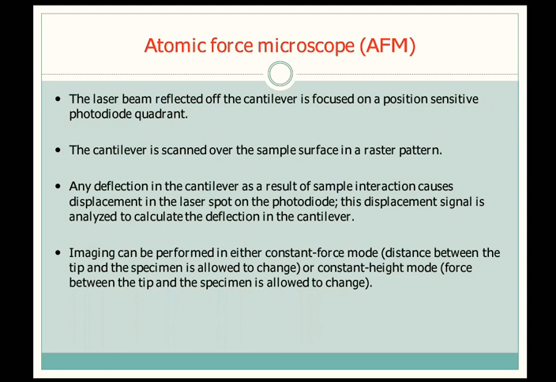And next one is constant height mode. In constant height mode, the height or gap between the sample and the probe is maintained constant, and the force between the tip and the sample is allowed to change. So this is how the analysis is carried out on AFM in two different types. This is a type of microscope similar to SPM, the scanning probe microscope. So this is also a type of SPM itself.